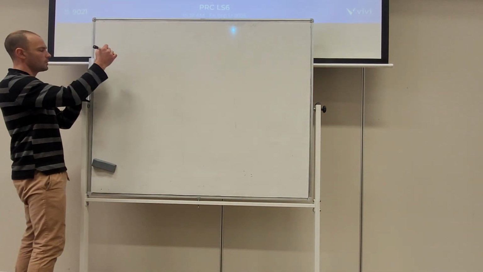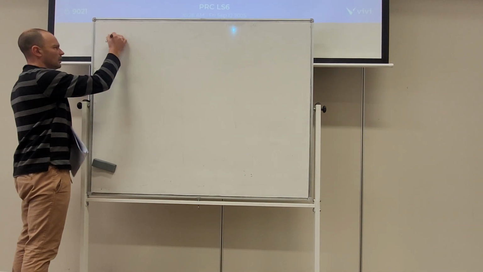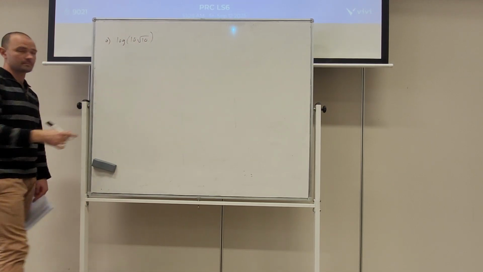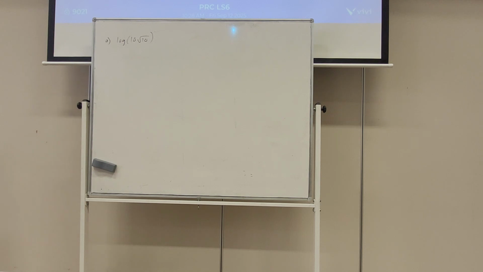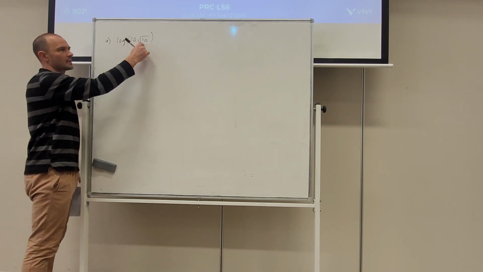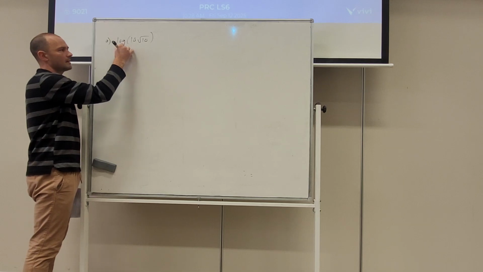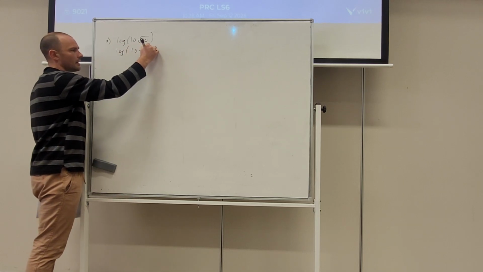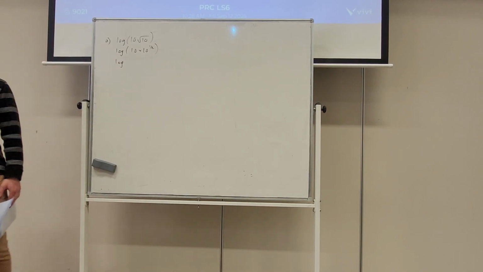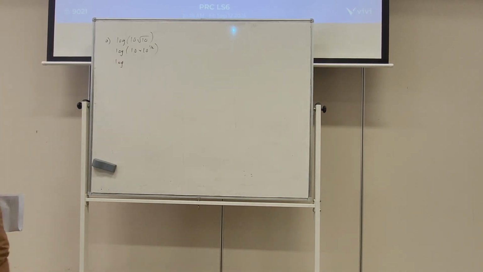The first one we have is log of 10 root 10, and we are asked to simplify this. Whenever we have log written by itself, we assume it's log in base 10. So that means we want to express this as a single power of 10. I'll do it in an elongated manner. We're going to write it first as 10 times 10 to the half, and then we can collect the powers.